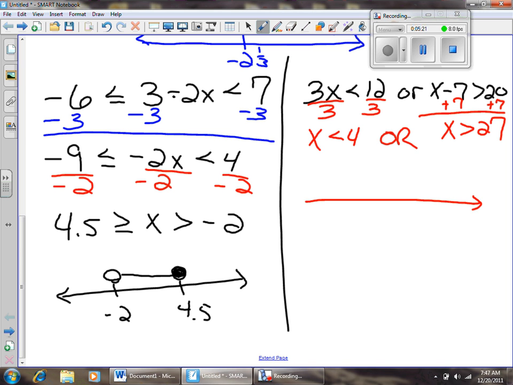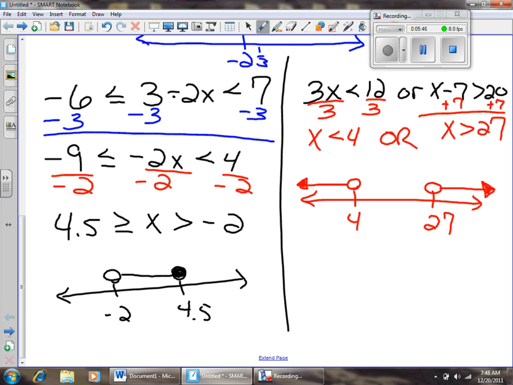On my number line, I'll show 4, I'll show 27. They will both be open points. And then I will say x is less than 4. Well, the numbers less than 4 are this way, to the left of 4. x is greater than 27. The numbers greater than 27 are to the right of 27. And there you go.